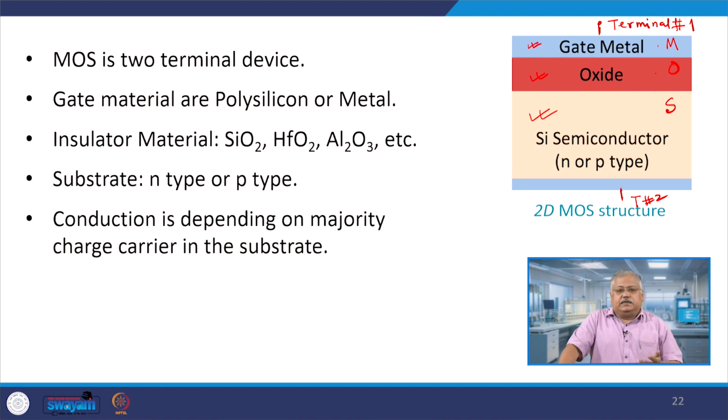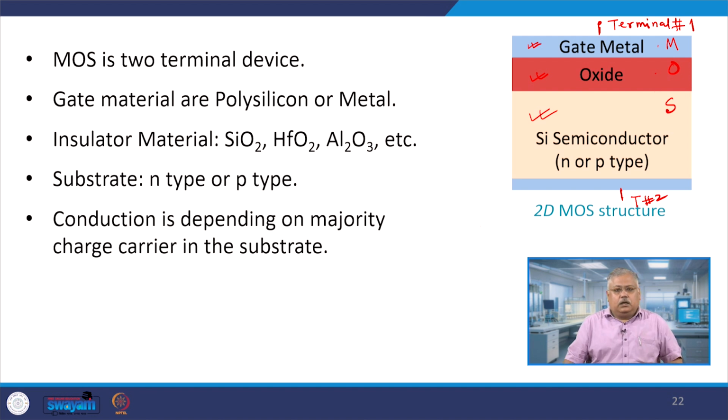In most cases it is metal, but many people also used polysilicon, because polysilicon's behavior is almost like a metal, right, and its resistivity is very, very small. As for the material of the oxide, the most commonly used is silicon dioxide, common sense, no need to worry about. But after silicon dioxide you can also use hafnium oxide, aluminum oxide and other forms of oxide as well, right. So, you have a variety of insulating materials which can fit between the gate metal and the silicon.